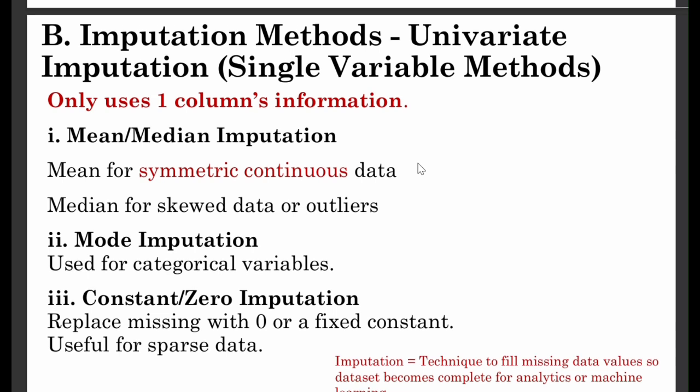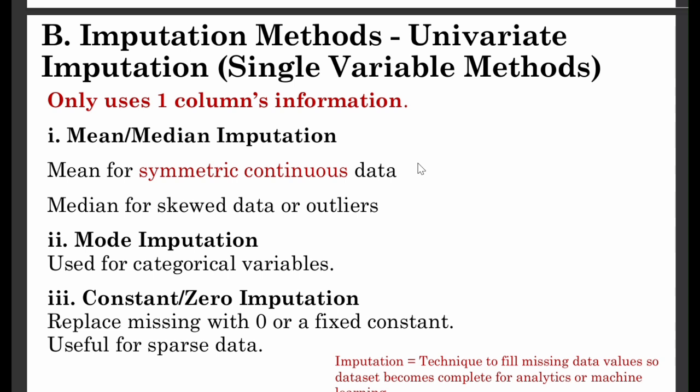When deletion isn't appropriate, especially when you have too much missing data to afford losing rows, you turn to imputation. Imputation means filling in the missing values with estimated values. The first category is univariate imputation: methods that use only one column's information to fill in missing values.